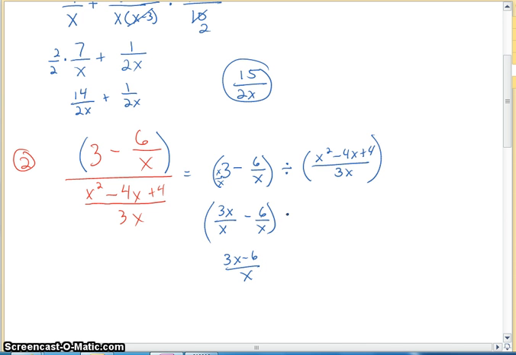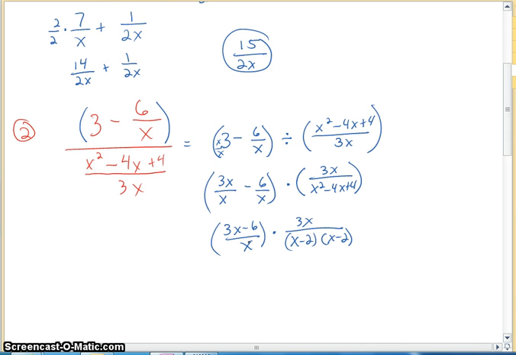Division is the same as multiplying by the reciprocal. Since I'm going to be multiplying, I know that I'm going to want to reduce. To reduce, I need to factor. So I need to factor both of these. Can I factor anything from the first fraction? Yep, a 3.